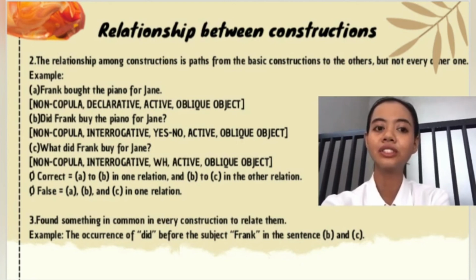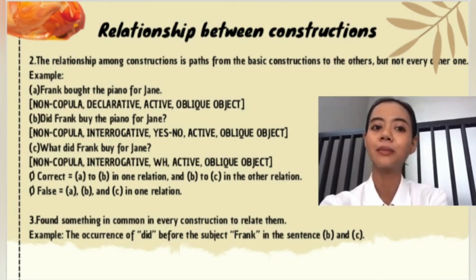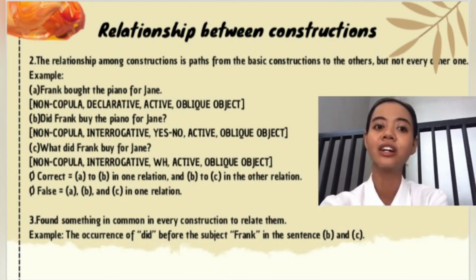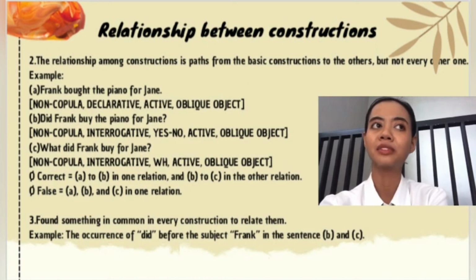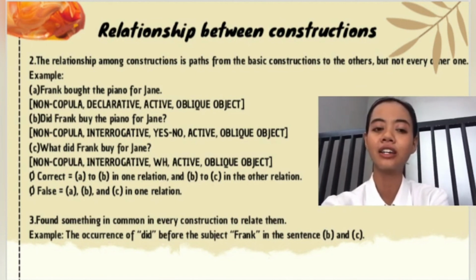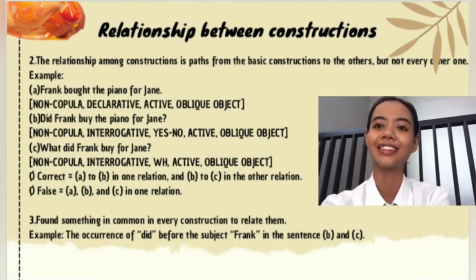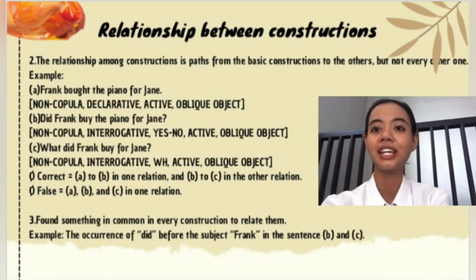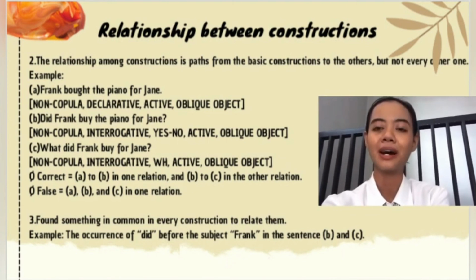The third rule is that we could find something in common in every construction to relate them. For example, in the second and the third sentence that I have mentioned before, they have the same condition: in both sentences we find the occurrence of the word did before the subject Frank. I think that is all I can say. The further explanation will be given by my friends.